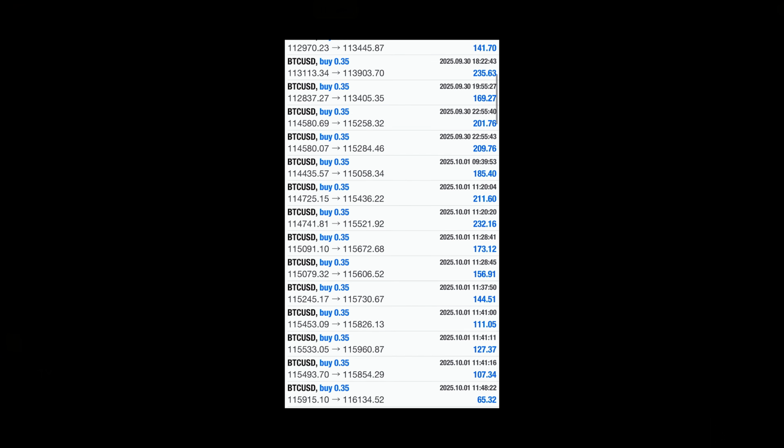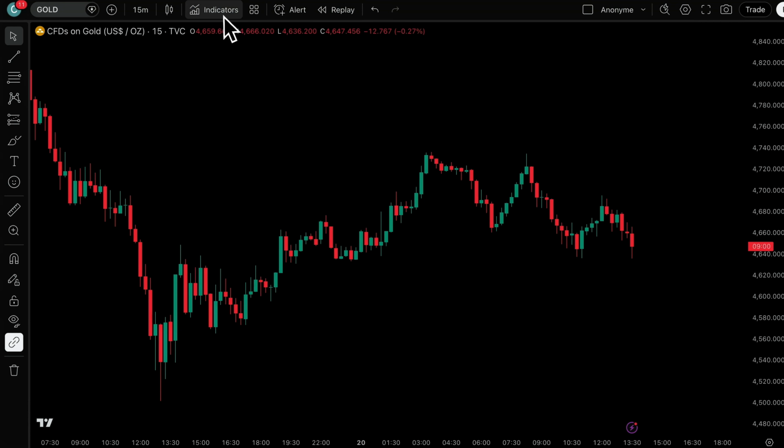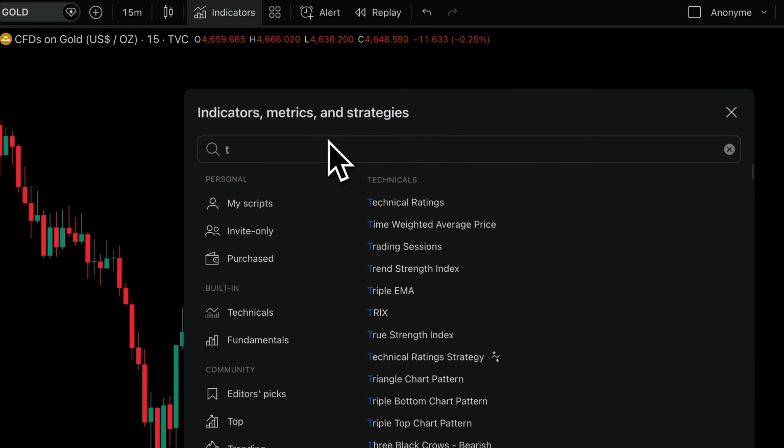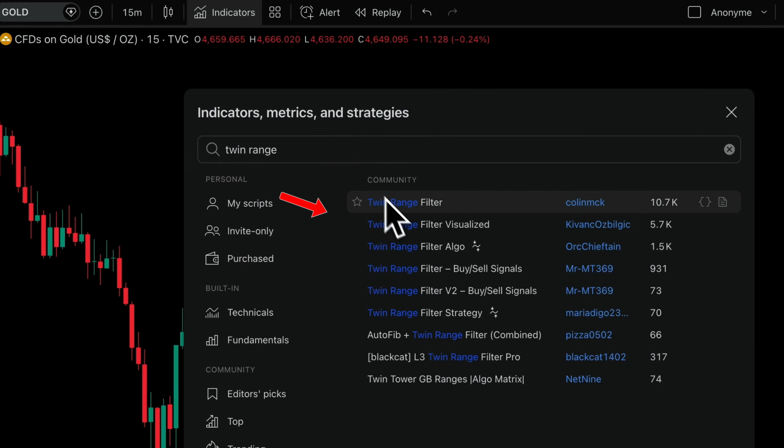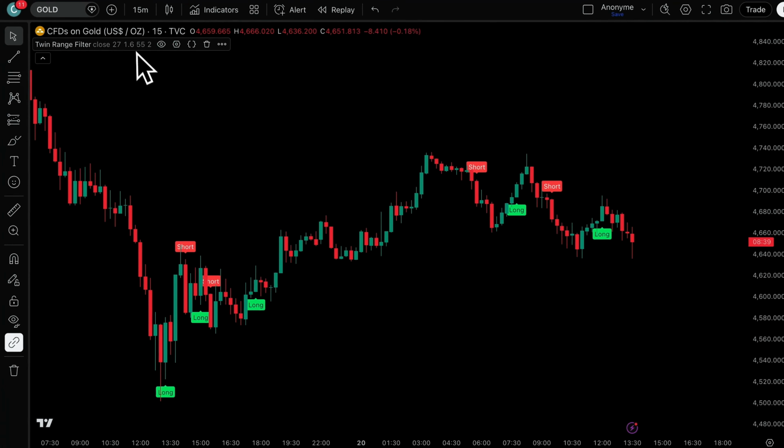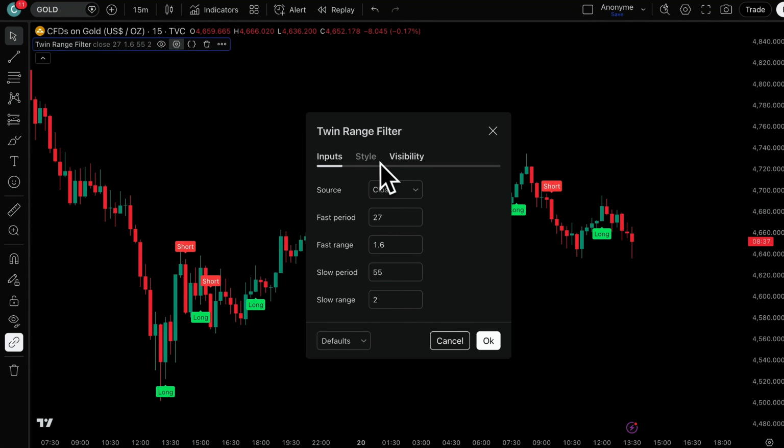I tested this new technical indicator for a day trading strategy, and the results really shocked me. First step, we're going to add the technical indicator that we'll be using for this strategy. You add this one. We're going to go into the settings and make a few changes.